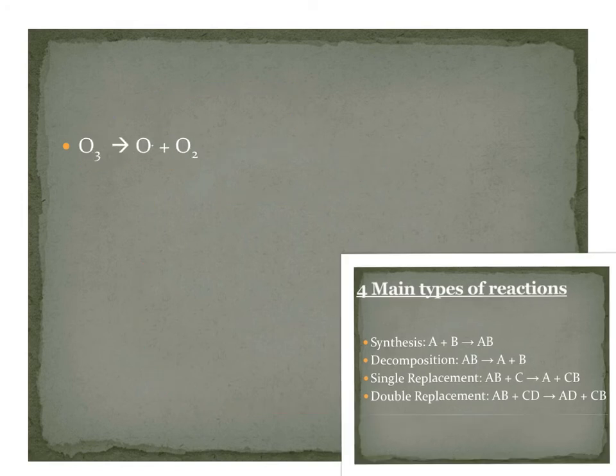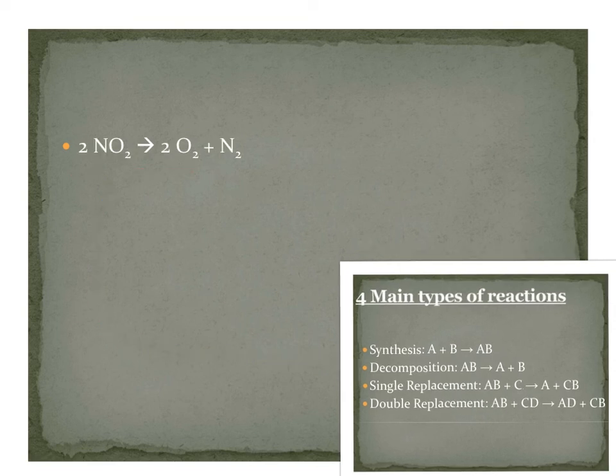In this example, we have a larger compound splitting up into two smaller component elements. This is an example of a decomposition. In this example, we have a large compound splitting up into smaller elements. So this is an example of a decomposition.